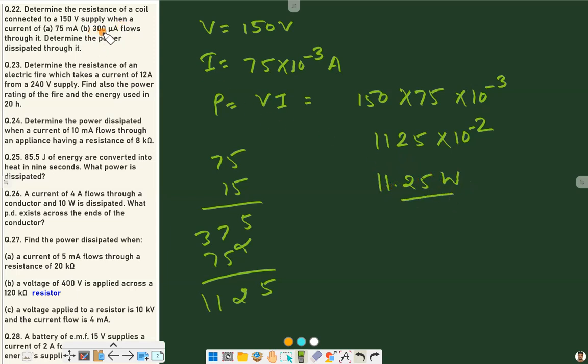When current is 300 microampere, then you put current equal to 300 microampere, and you will get a different power. Here the second current is 300 microampere, and microampere means 300 into 10 to the power minus 6 ampere. Now you can use the same formula for power, multiply potential by this new current, and you will get the value of power. So moving to question number 23.